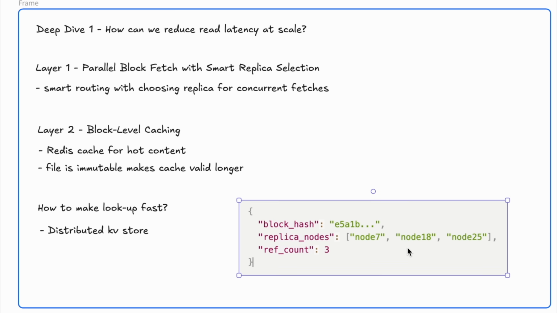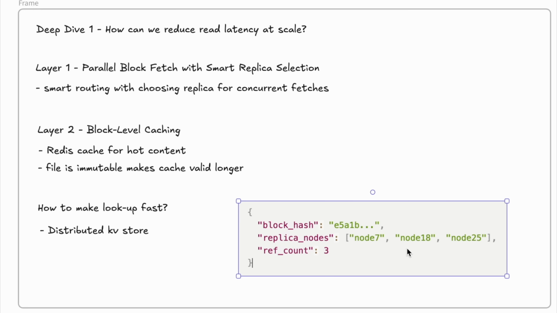Here is the screenshot of an example. This screenshot contains block hash, list of replica nodes, and reference count for GC. This lets us route reads efficiently and also supports downstream tasks like garbage collection and usage tracking. Even better, if we co-locate KV shards with file service nodes and batch lookups, we reduce network hops and tail latency.